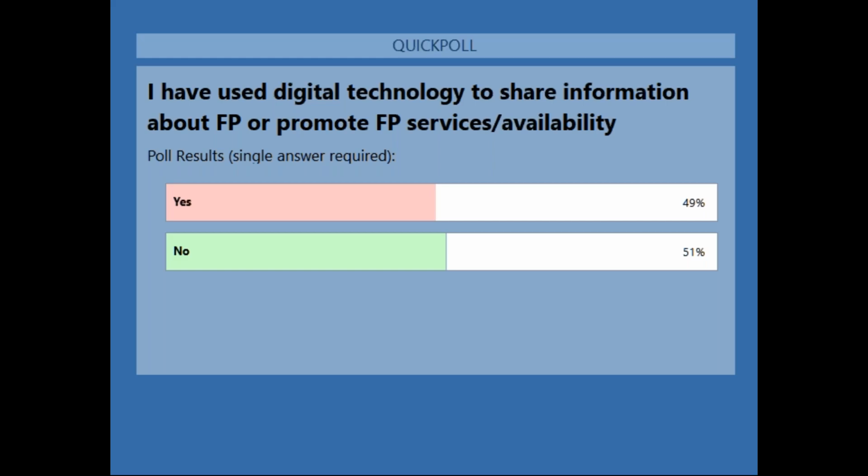About half of the people who are on the call now have used digital technology to promote family planning or to facilitate talking about family planning, and about half haven't. That's great, because some of you already have a lot of information that you can share, and some of you probably have some questions. So let's go on to the next slide.